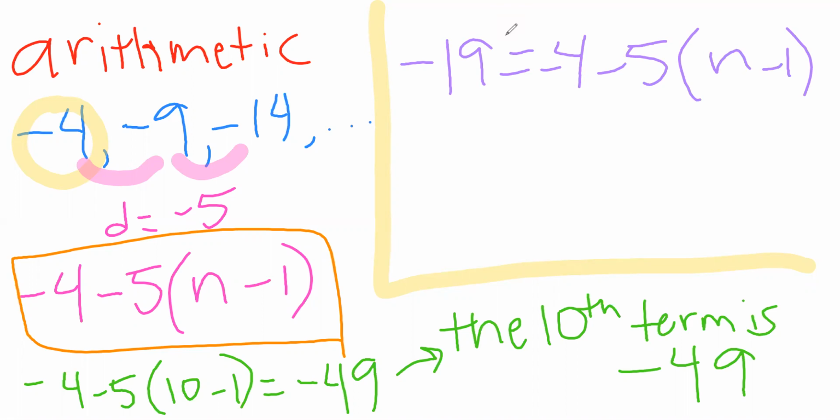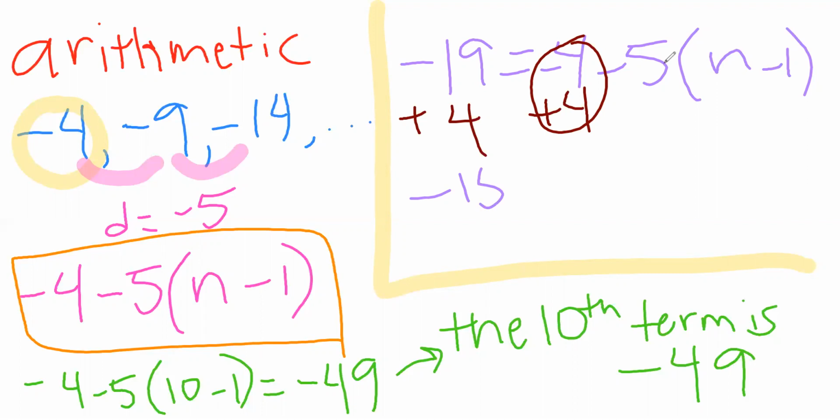What color have I not used yet? How about this strange color? So we'll go ahead and add 4 on both sides. This is 0. Oh my goodness, someone really wants to talk to me. That is fine. All right, and this is negative 15 is equal to negative 5 times n minus 1. We'll go ahead and then divide both sides by negative 5.